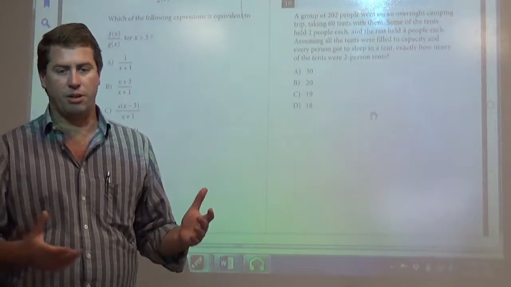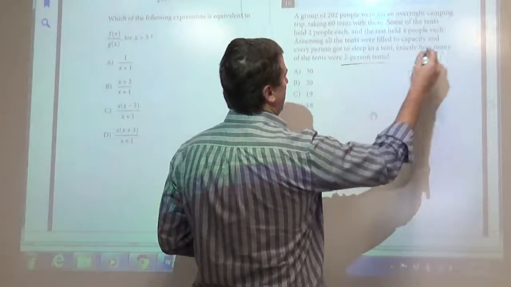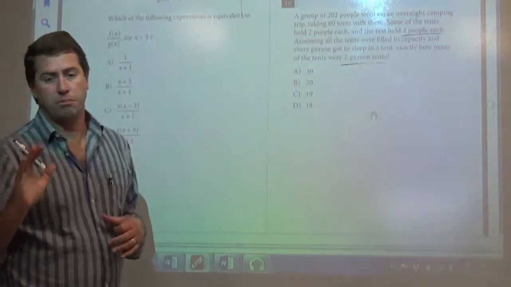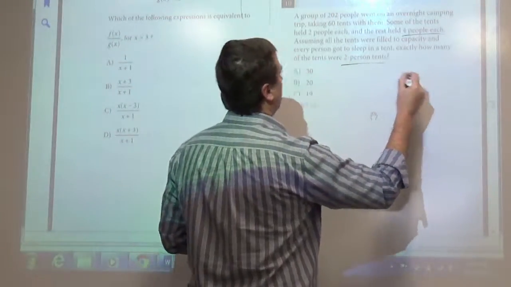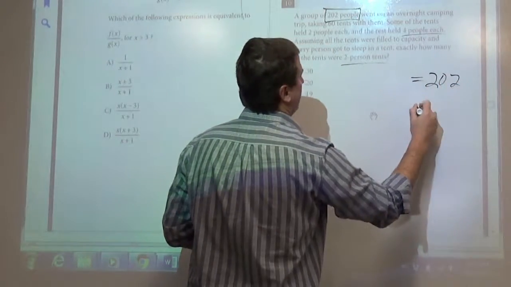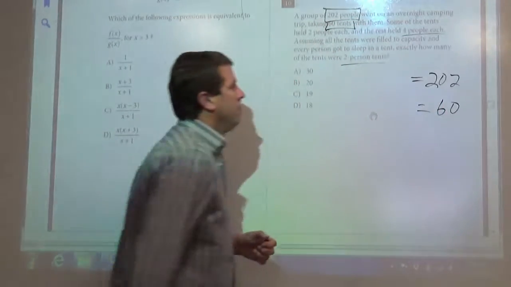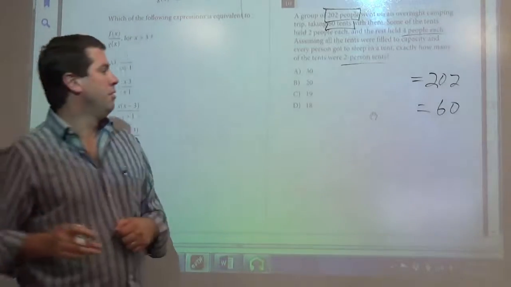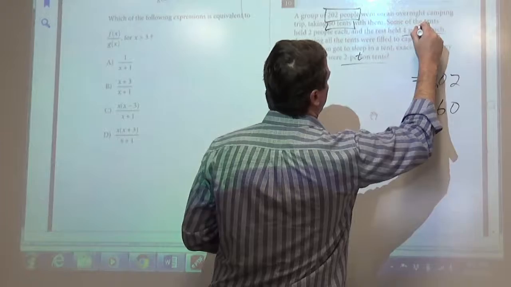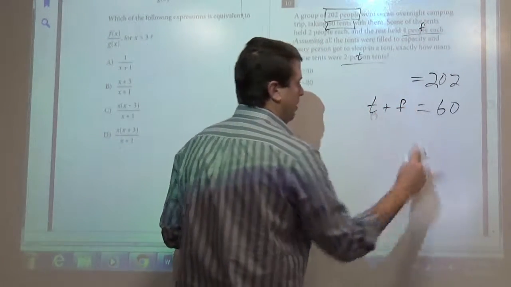So, we need to get our equations. They're asking about 2-person tents, and then we also have 4-person tents. So we want to put our totals by themselves. So equals, and we have 202 people and 60 tents. Now we have 2-person and 4-person, so I'll just call the 2-persons T and the 4-persons F. So T plus F is 60.